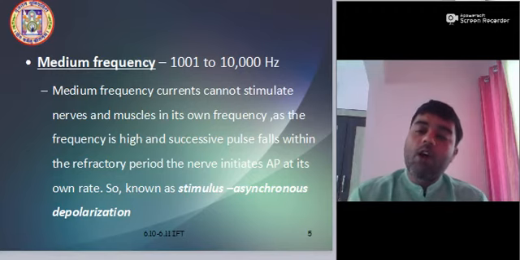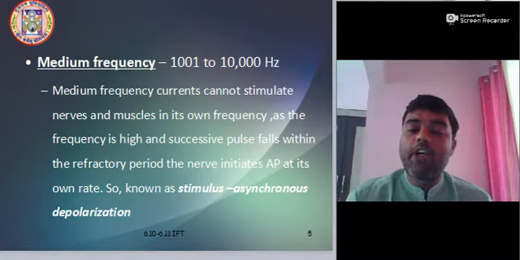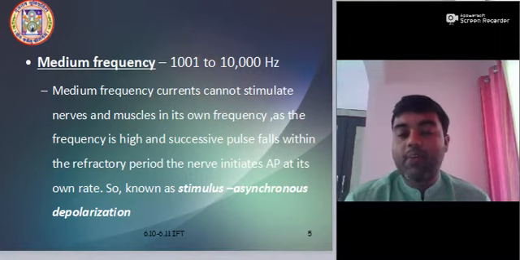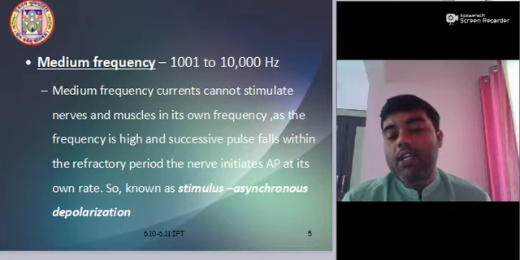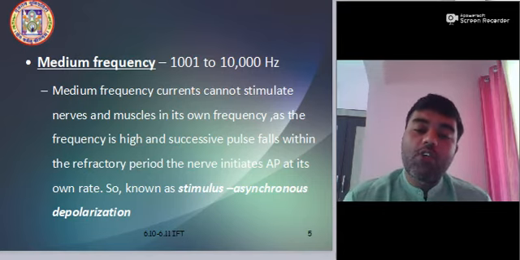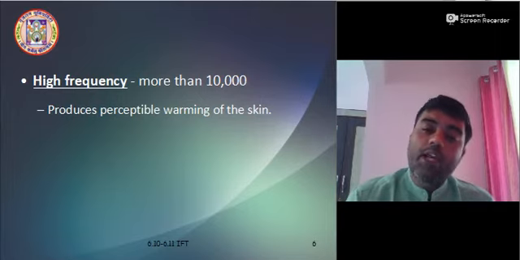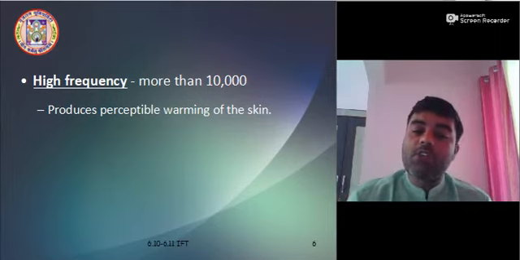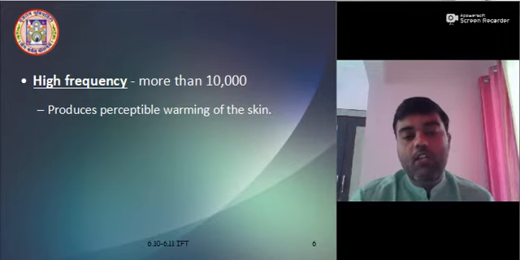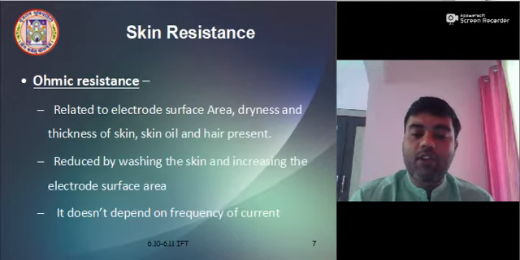Medium frequency, 1001 to 10,000 Hz. Medium frequency currents cannot stimulate nerve and muscle at their own frequency. As the frequency is high and successive pulses fall within the refractory period, the nerve initiates action potential at its own rate, so it is known as stimulus asynchronous depolarization. And high frequency, more than 10,000 Hz, produces perceptible warming of the skin. So these are the frequency classifications one should understand before starting IFT.